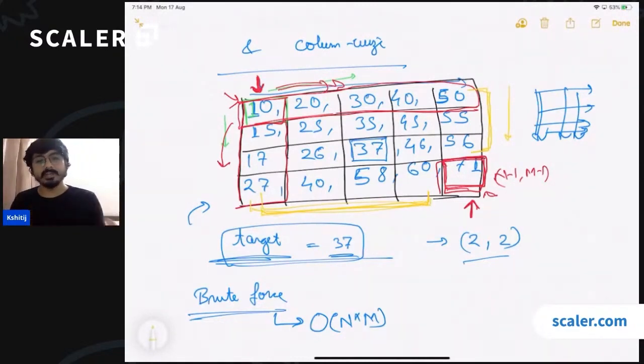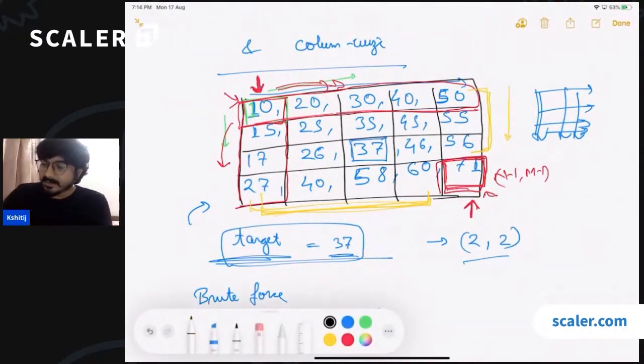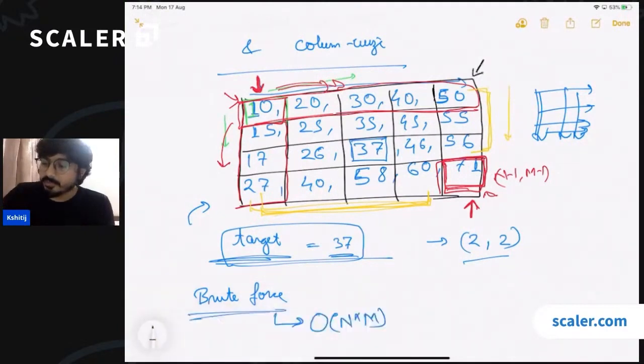So again, we don't have any decision that we can take, right? We cannot discard any part of the search space. All the values are still relevant. Okay. Let's try to search from this point.